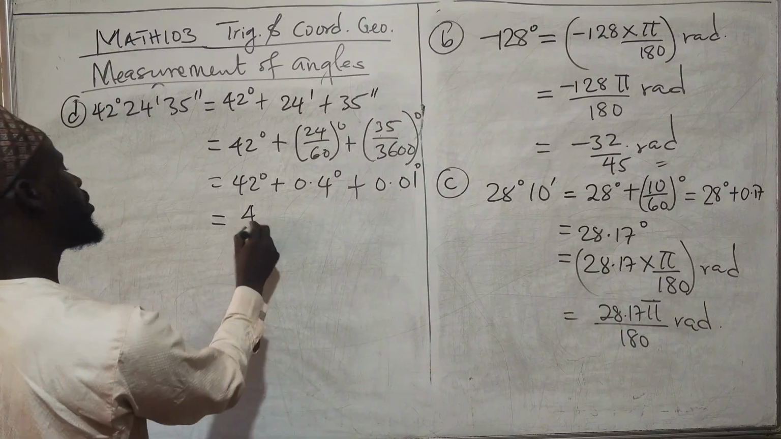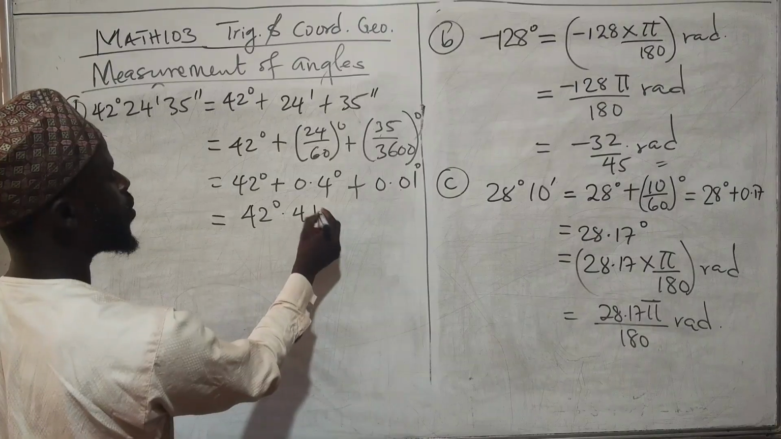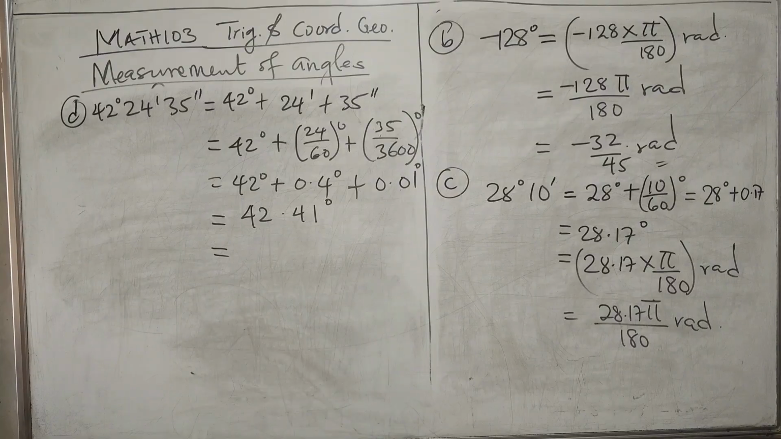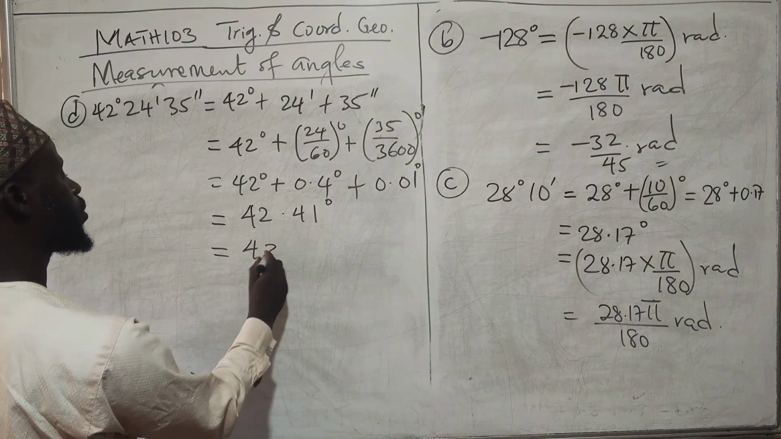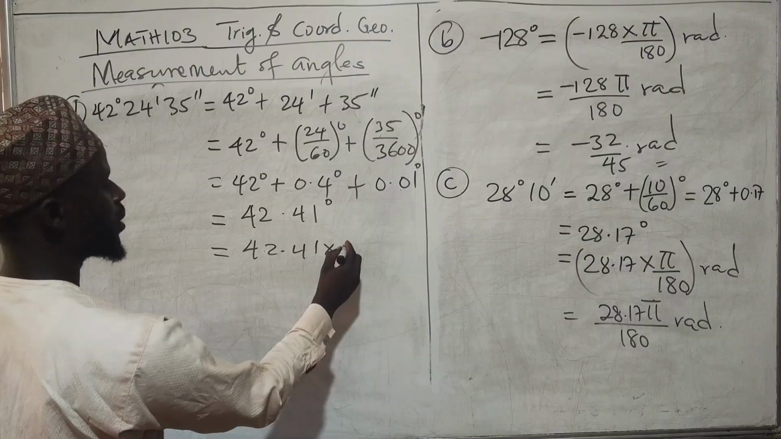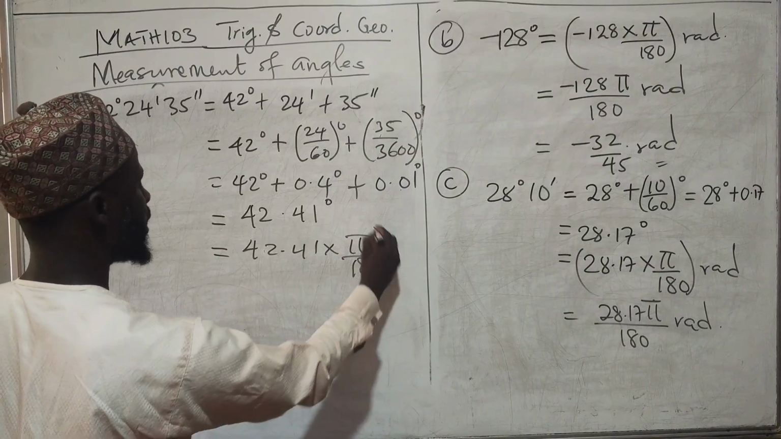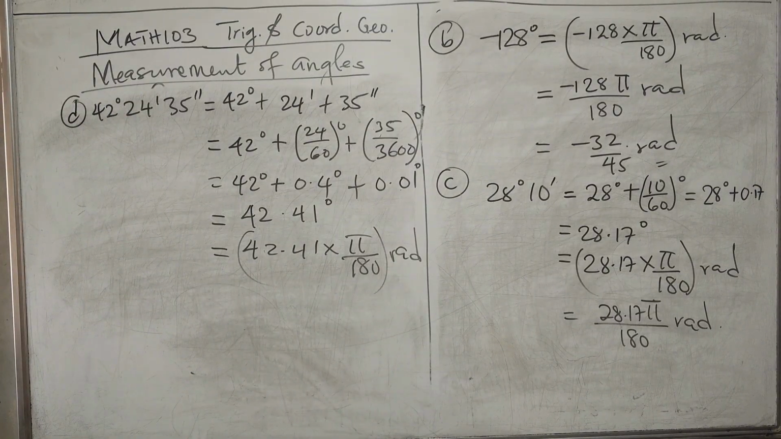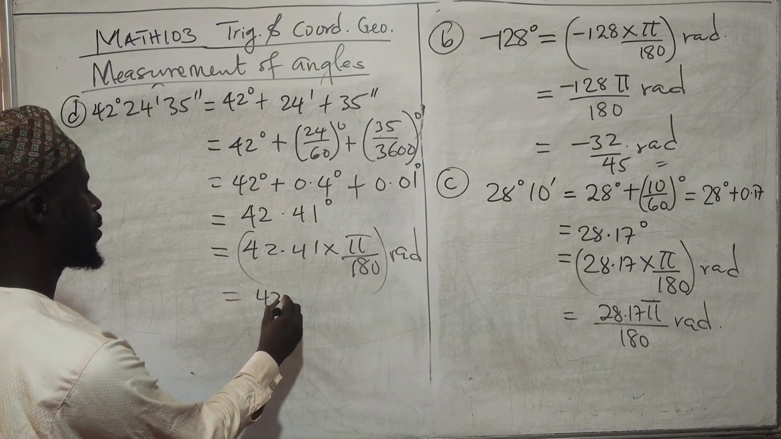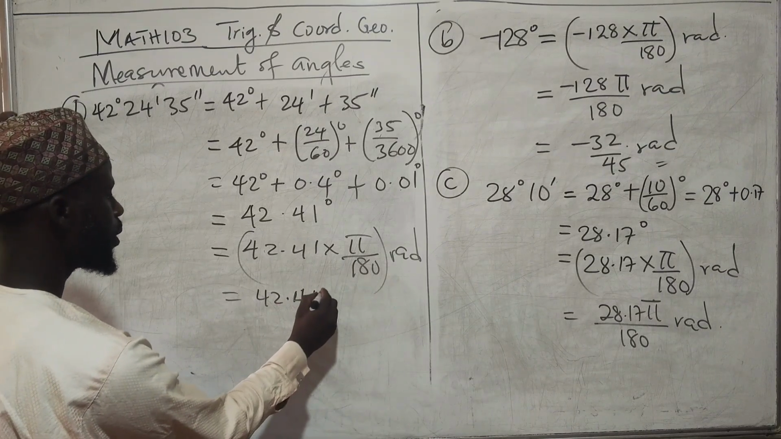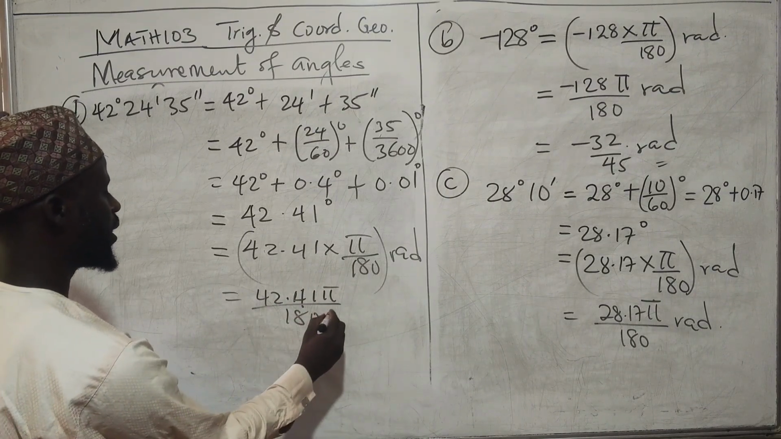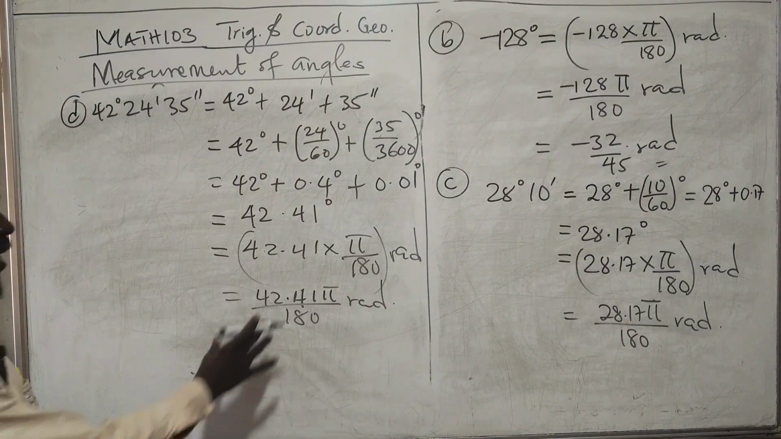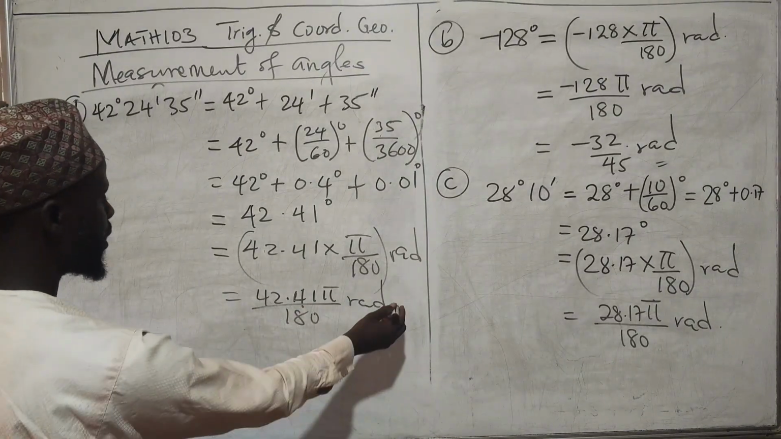in degrees. Now converting it to radian means you have to say 42.41 times pi over 180. After solving, you are in radian measure. So we have 42.41 pi over 180, and we are in radian. So we either use a calculator and further divide, or we just leave it the way it is. We are already in radian measure for this angle.